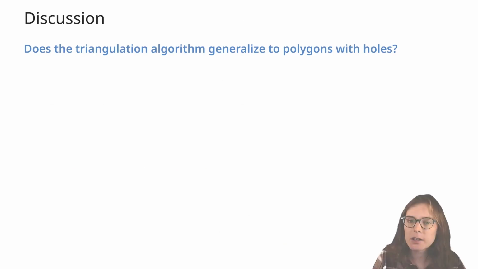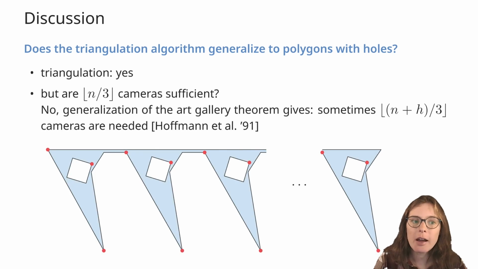So far we have considered simple polygons, but can we use the same algorithm to triangulate polygons with holes? Well, in fact, yes, we can triangulate a polygon using the same algorithm, but for polygons with holes, the art gallery theorem no longer holds. We can no longer expect to be able to cover a polygon with n/3 cameras. Instead, we can show that (n + h)/3 cameras are sometimes needed and always sufficient if we have a polygon with n vertices and h holes.